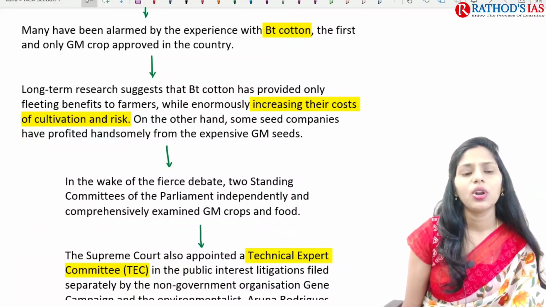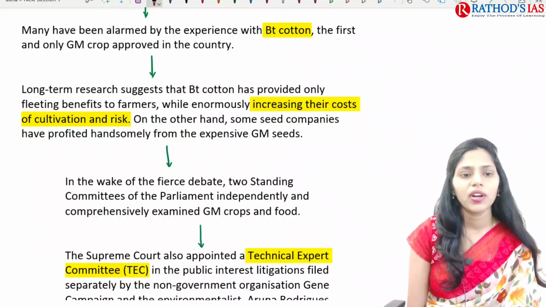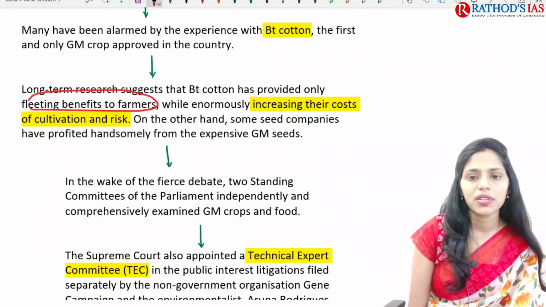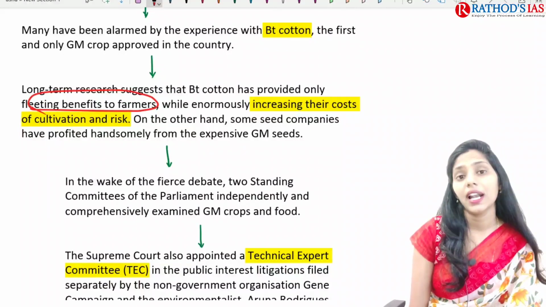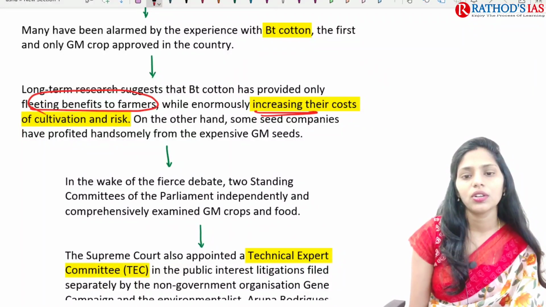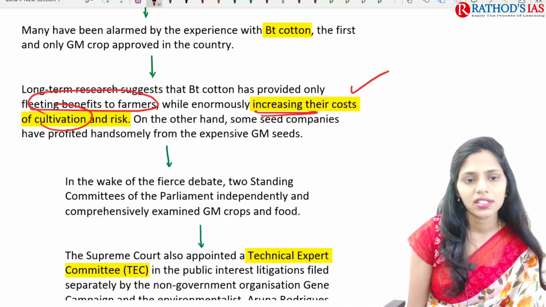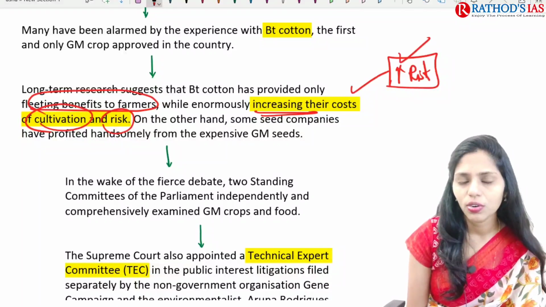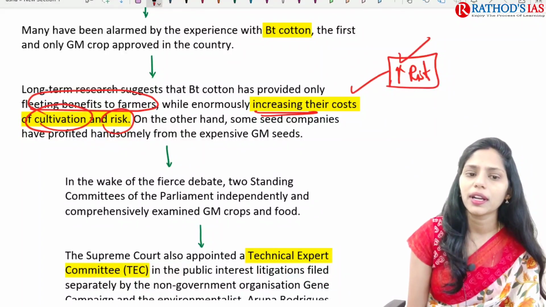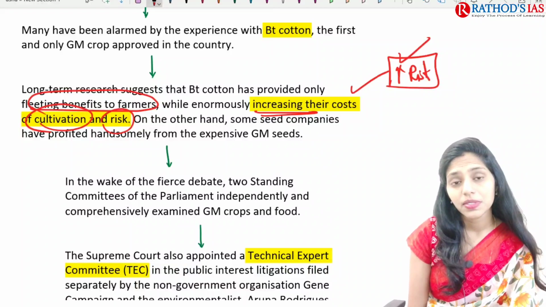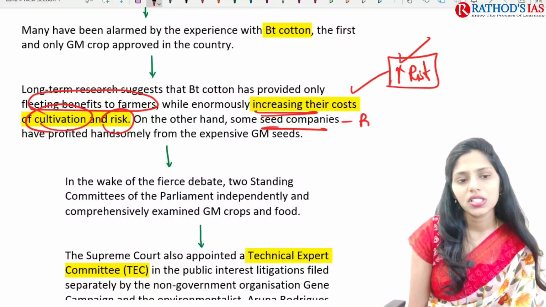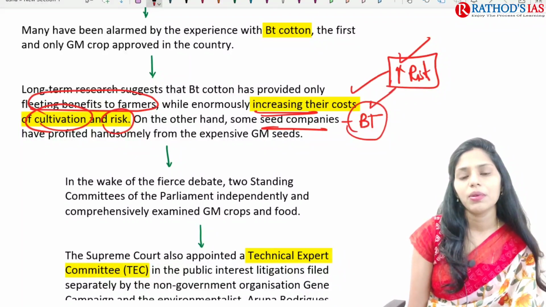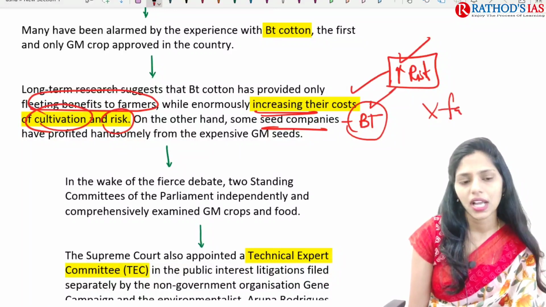After that, long-term research on BT cotton said that it provides only fleeting benefits to farmers, and finally it led to increased cost of inputs and cultivation, and even increased risk when growing BT cotton. On the other hand, some seed companies producing BT cotton profited, but not the farmers in the end.